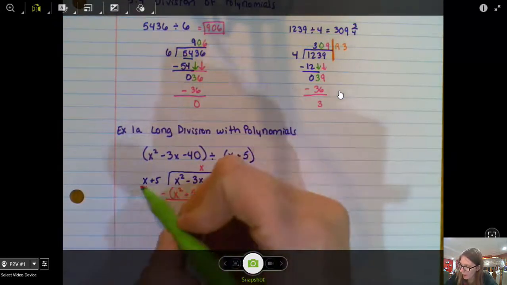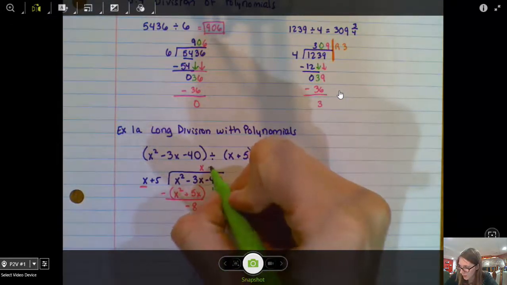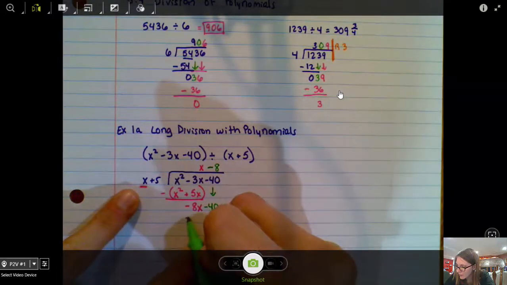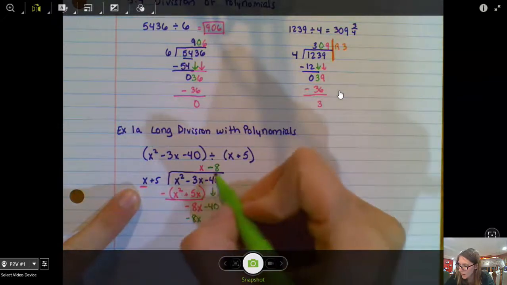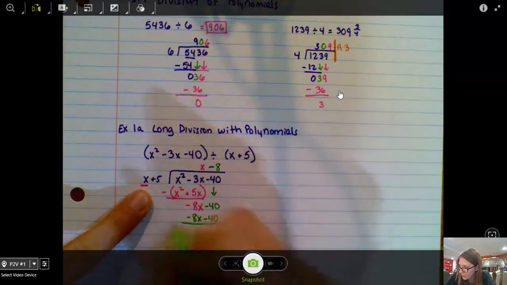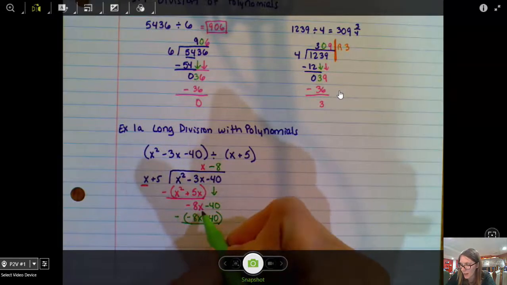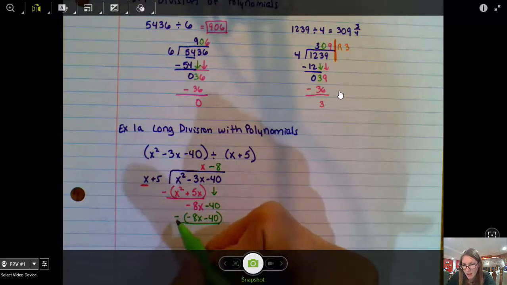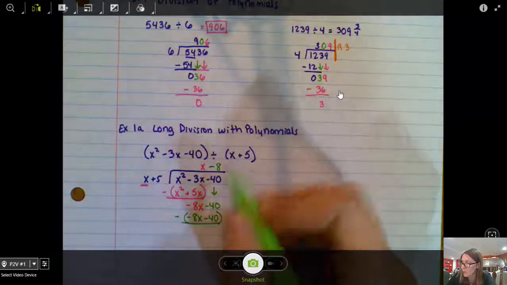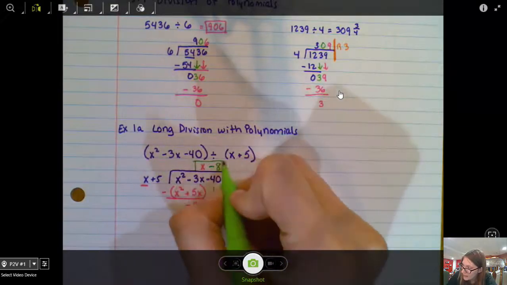Okay. Now, x times what gives us negative 8x? It's negative 8. Negative 8 times x is negative 8x. Negative 8 times 5 is negative 40. And if we subtract straight down, all of our terms cancel out because negative 8x minus a negative 8x is really plus, so those cancel. Negative 40 minus negative 40, those cancel also. So my answer is x minus 8.